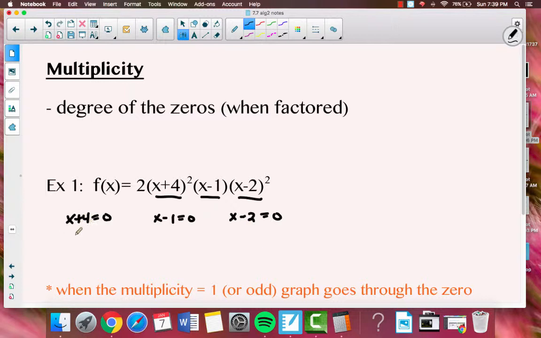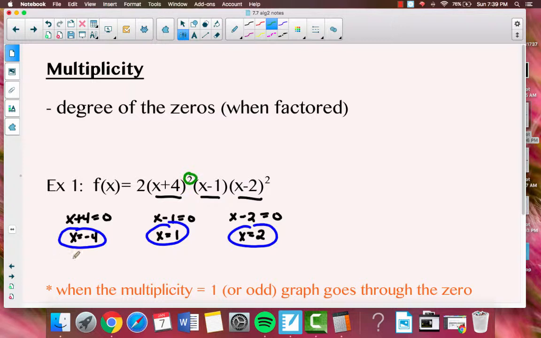So when I subtract 4, I get x equals negative 4. When I add 1 over here, I get x equals positive 1. And then add 2, which gets me x equals positive 2. So I've just found my 3 x-intercepts, my 3 zeros. And then to find the multiplicity, I just have to look at their degree. So if I go back to my factored equation, when it's negative 4, my degree was a 2. So this gives me a multiplicity of 2.